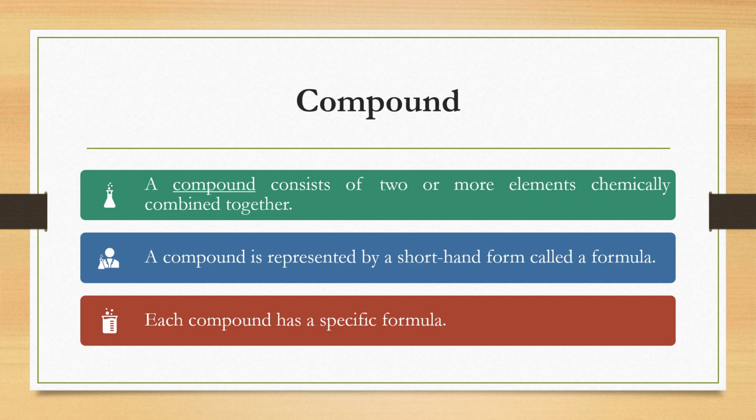Now let's recall what you learned about compound. A compound consists of 2 or more elements chemically combined together. According to the language of chemistry, a compound is represented by a shorthand form called a formula. Therefore, each compound has a specific formula.